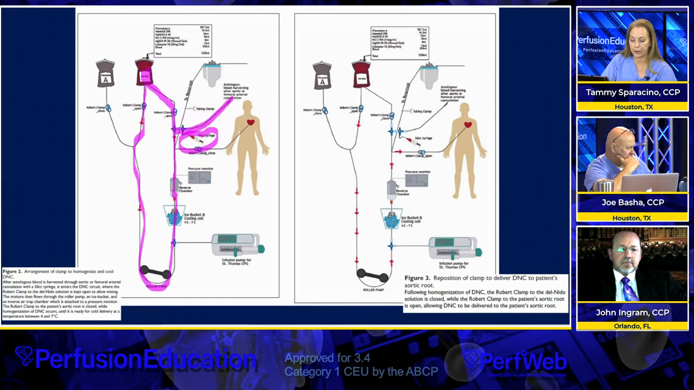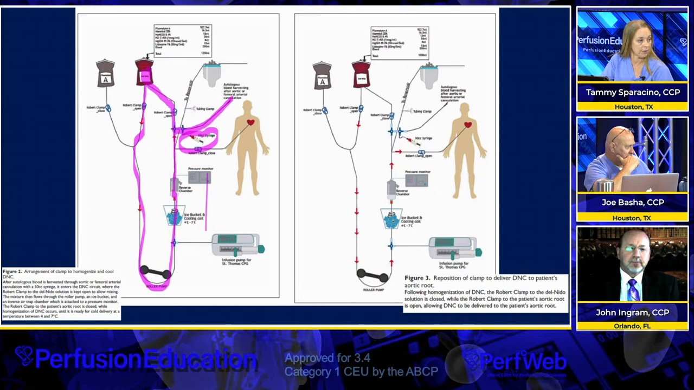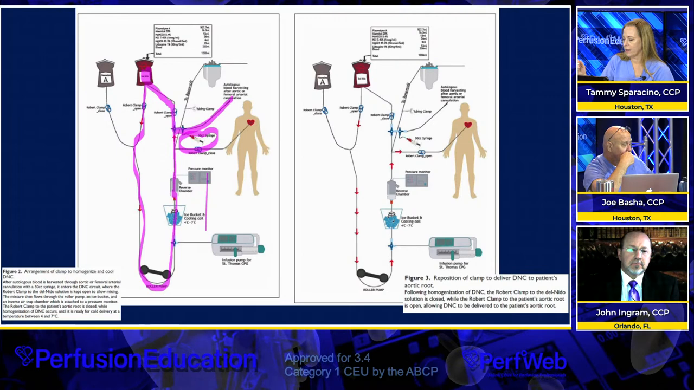So they've kind of got this continuous circulation thing going on, and they believe that's superior. They think, for one thing, it gives an even distribution of how cold the cardioplegia is. Okay? All right.